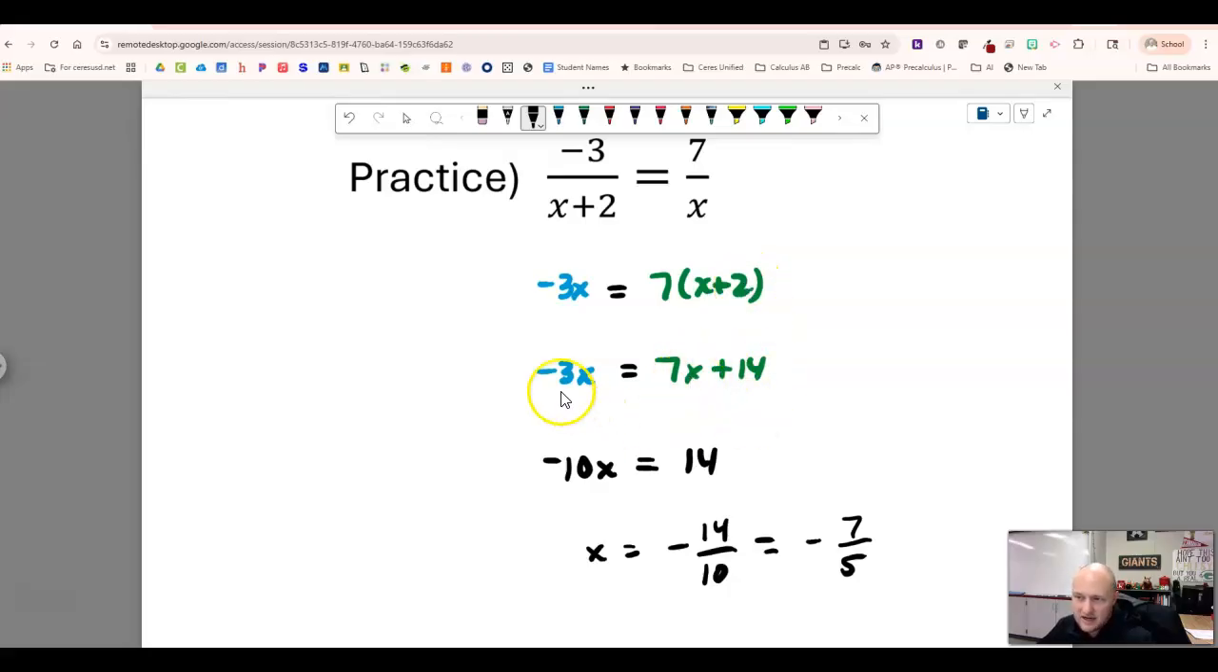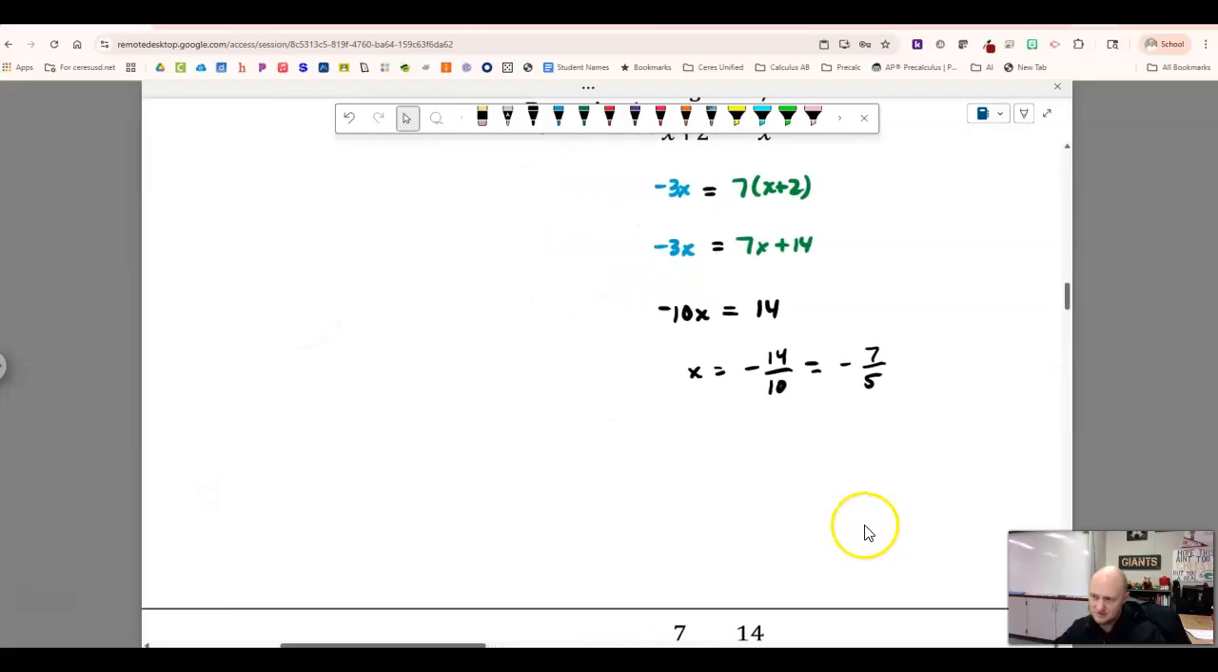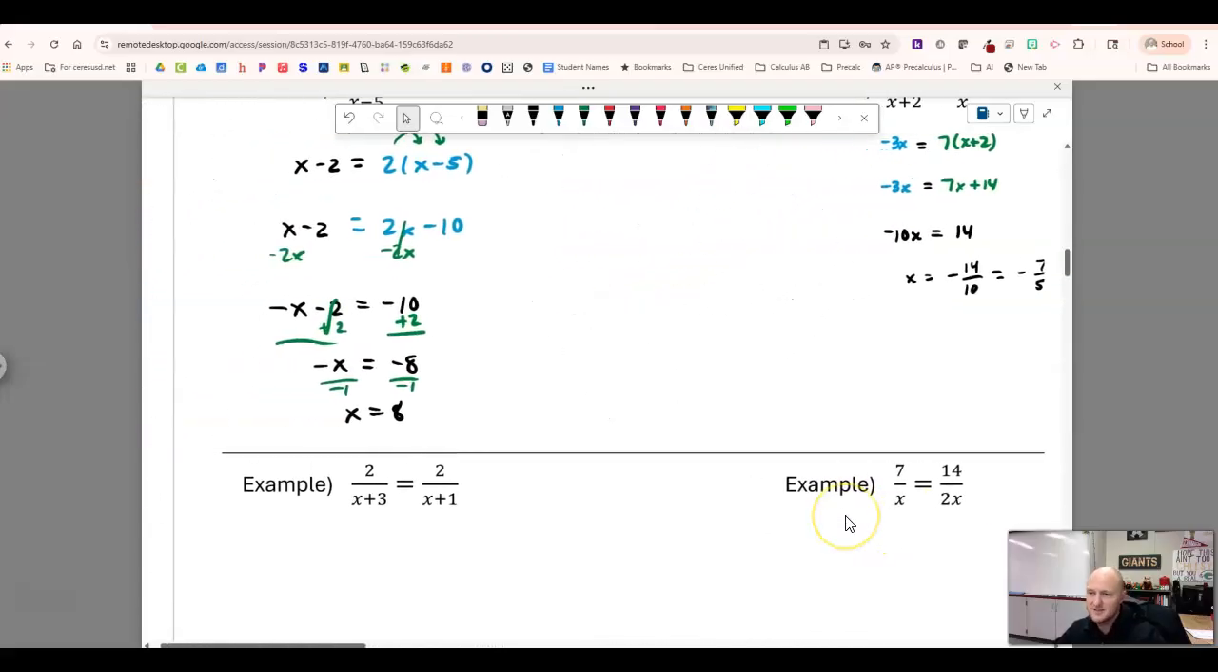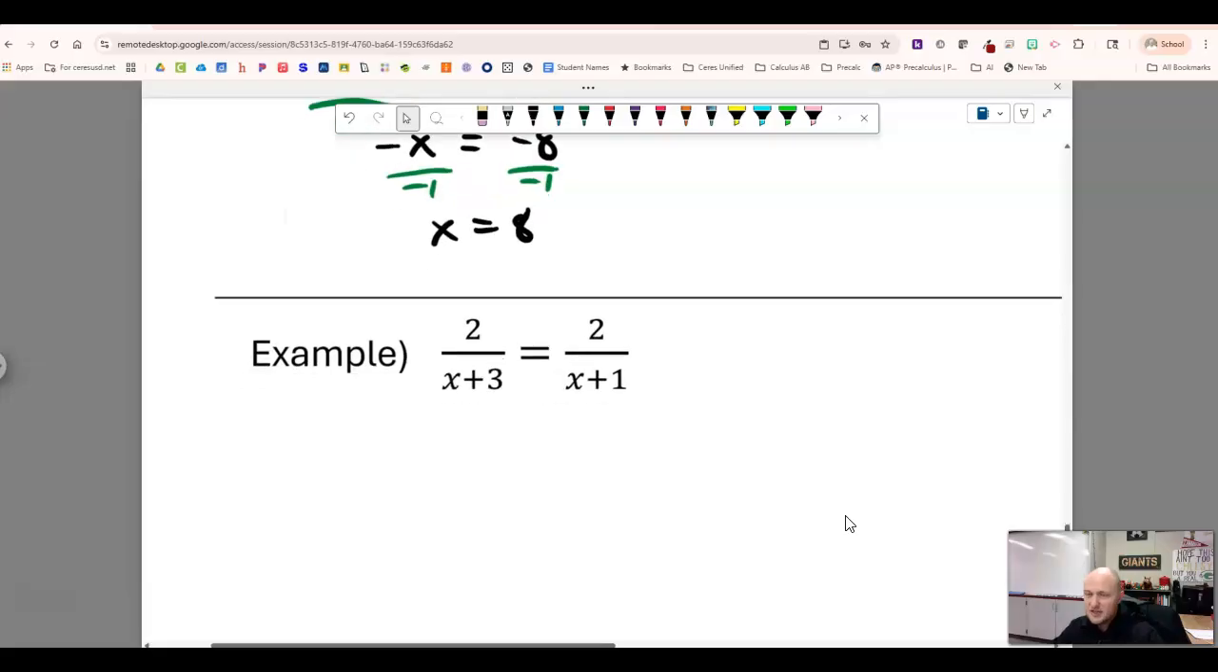I went ahead and again I just moved that 7x over here, made it negative 10x, and then I divided by negative 10 to give us negative 14 over 10. If we reduce by 2, you get negative 7 over 5. Yes, you have to reduce. I know you're going to ask it. I knew it. Okay, let's go ahead.